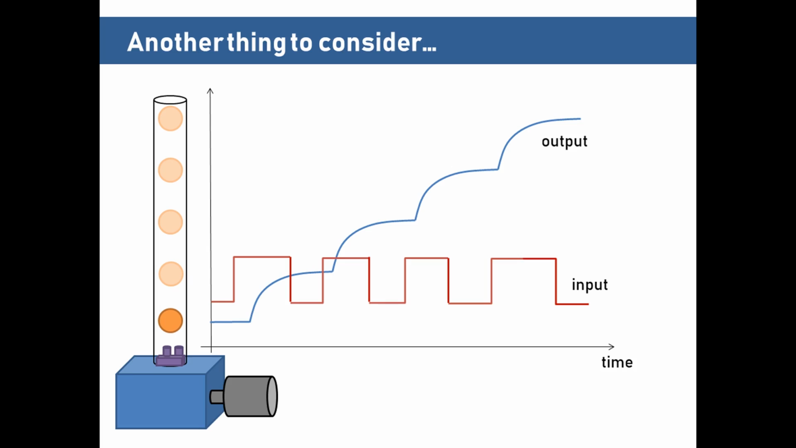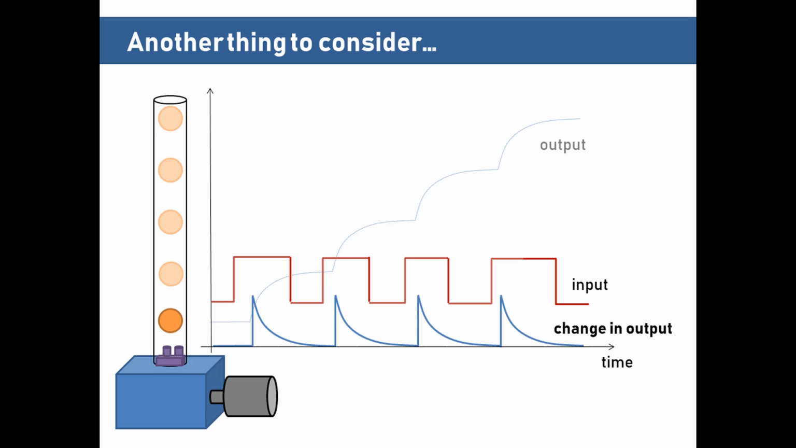So what if, instead of charting the output values themselves, we only charted the change in the output? So you can see here, each time we increase the input, it results in a change in the output, a rise in the output from its previous level. As the output level reaches steady state, this change in the output goes back down to 0. And then the same pattern occurs when we crank up the pump model again for a particular period of time.